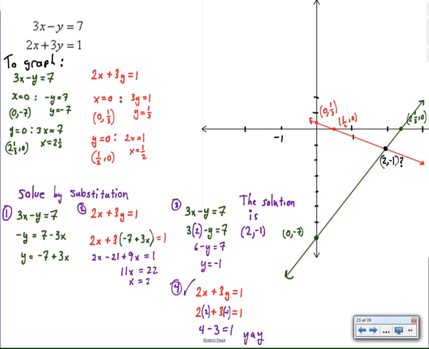So that's the complete process, start to finish. We start by graphing using the intercept method. We make a prediction. Take one equation and solve for x or y, substitute into the second equation, go back and find the y value or x value, and check.